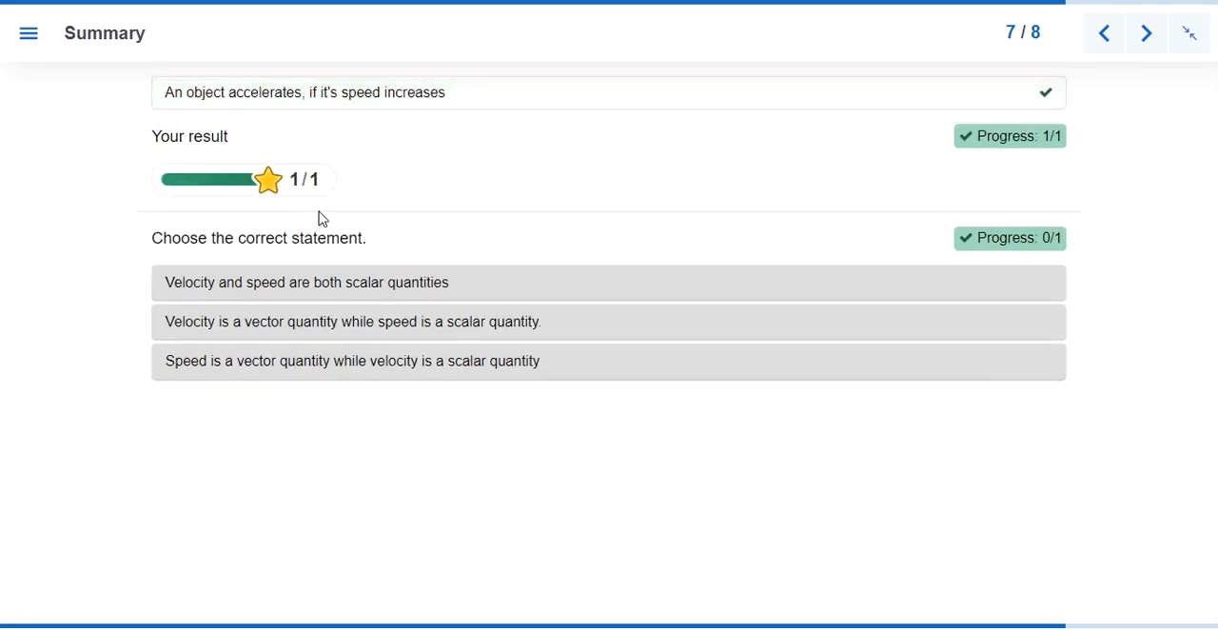So let's also see this. Velocity and speed are both scalar quantities. No, velocity is a vector quantity, speed is a scalar quantity. That statement is not true. Speed is a vector quantity, while velocity is a scalar quantity. No, velocity is a vector quantity, speed is a scalar quantity. Now, looking at the third one, velocity is a vector quantity, while speed is a scalar quantity. Is correct.